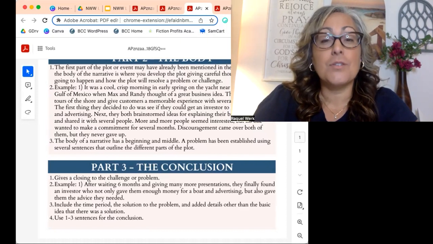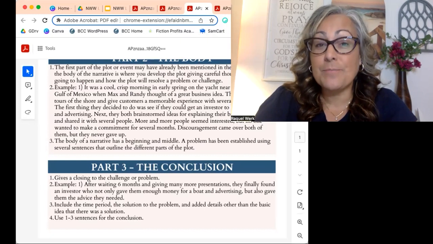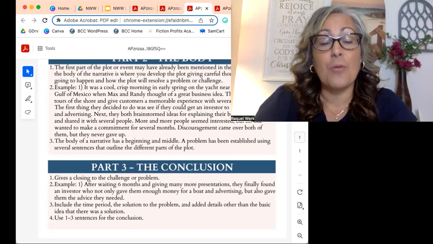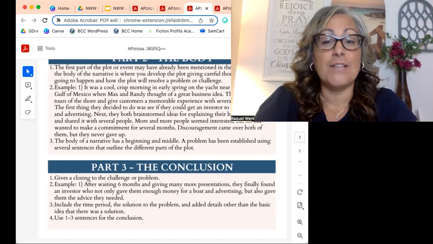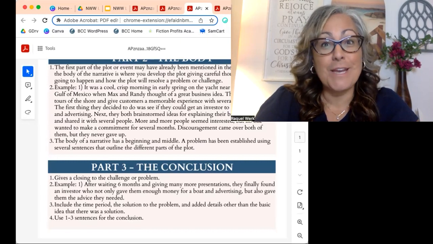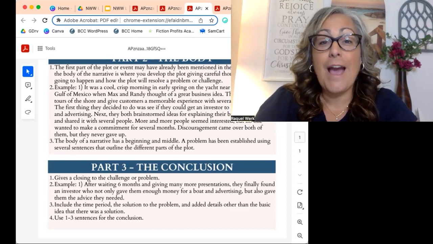Here in this example, I started with my introduction, but also continued with the body. The main points in my body are they wanted to give different types of tours, but they needed a boat. So they had to find an investor to help pay for a boat. Then they had to come up with ideas on how to get an investor. People were interested, but no one made a commitment. And the last part of the point, which is the problem, discouragement came over both of them. So here we have the main problem. So I introduced the problem with telling you the different factors that led to the problem.